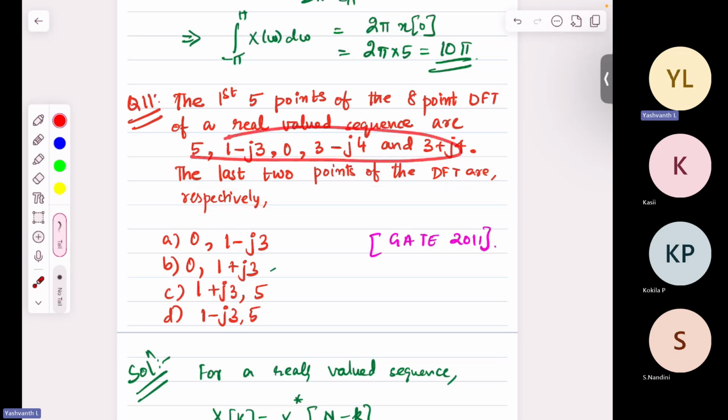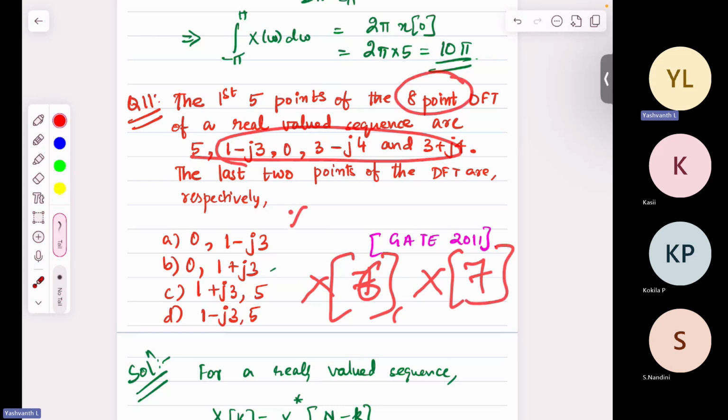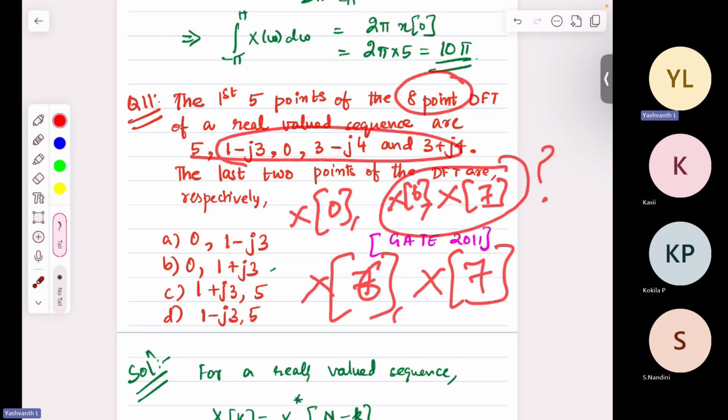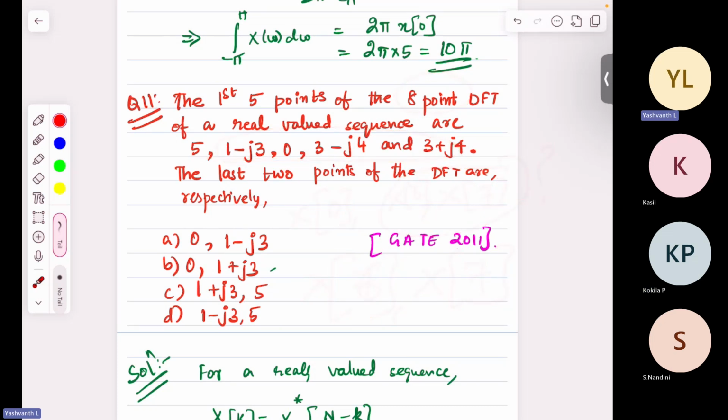They're given 5 points. What is X of 6 and X of 7? Because 8 point means it will start at X of 0 and go on till X of 7. Therefore, what is the value of X of 6 and X of 7? They're asking this question. They have given X of 0 to be 5.